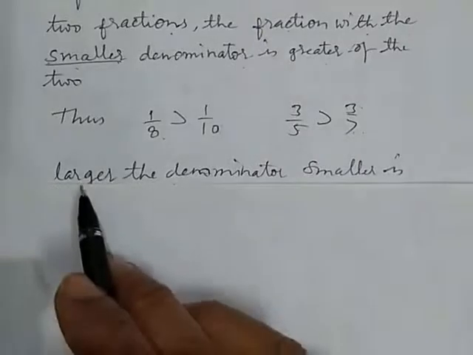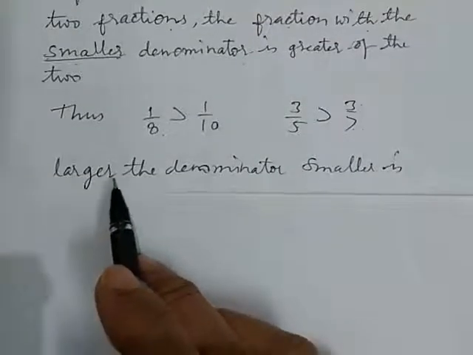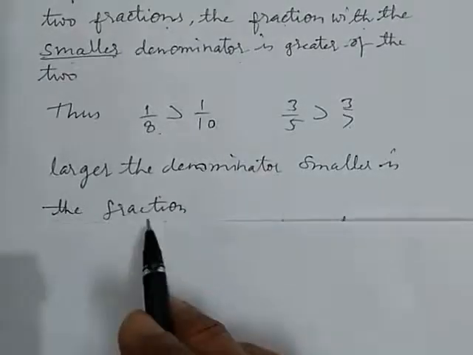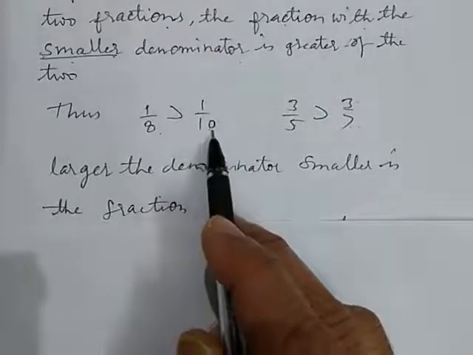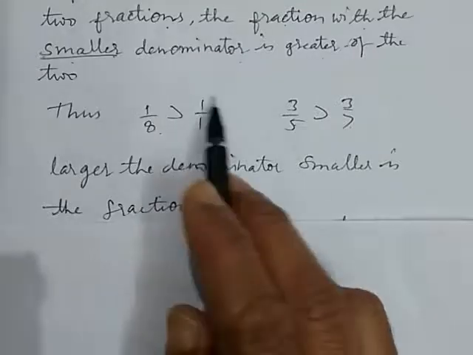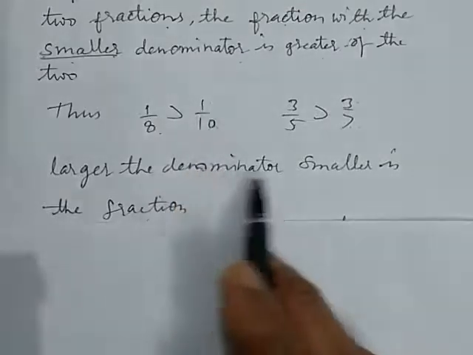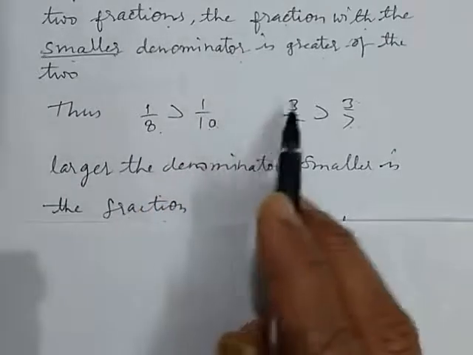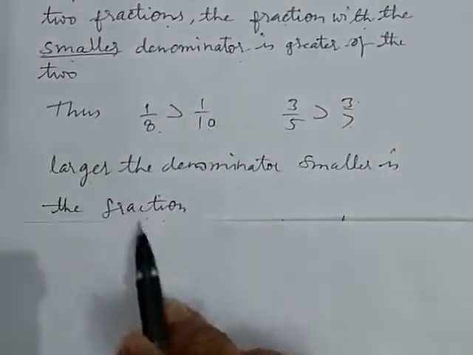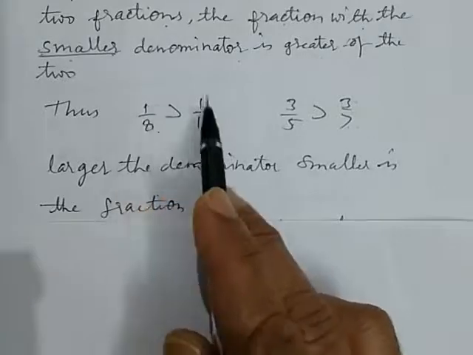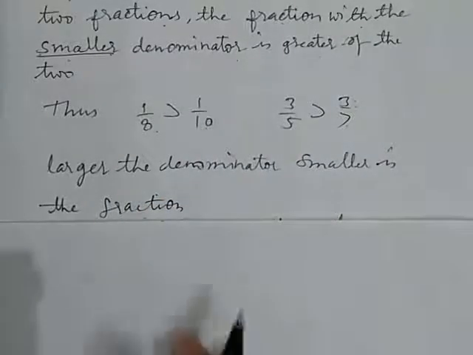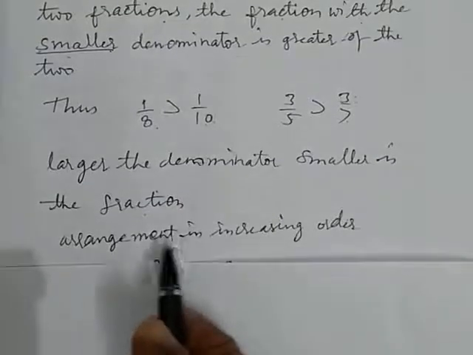Okay, now what is the conclusion? The larger the denominator, the smaller the fraction. Here the denominator is larger, so the fraction is smaller. Okay, so this way you can compare when the numerators are the same. This is applicable only when the numerators are the same. So this way you can compare the unlike fractions.